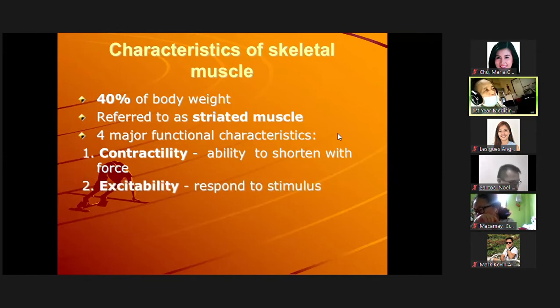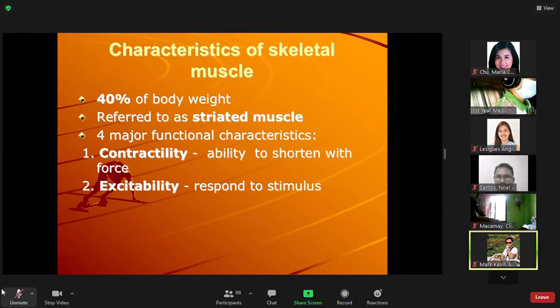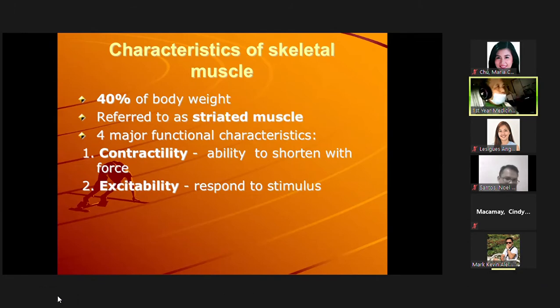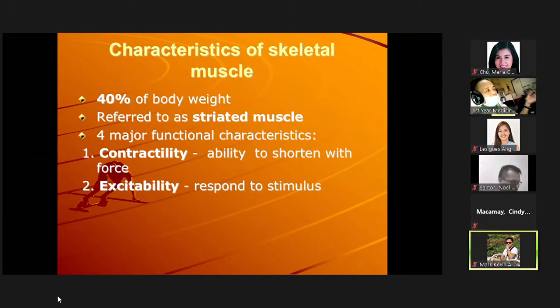Excitability. Is your penis stimulated or excited? Does it respond to stimulus? It does respond. So it already has this characteristic of a skeletal muscle.